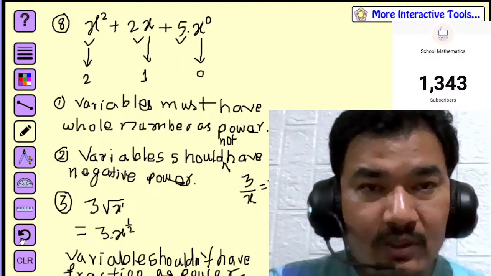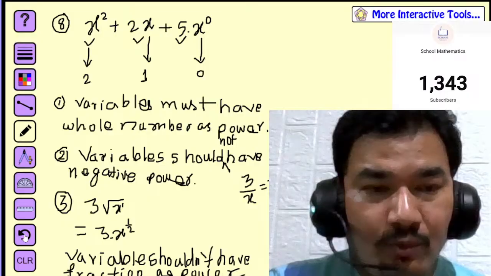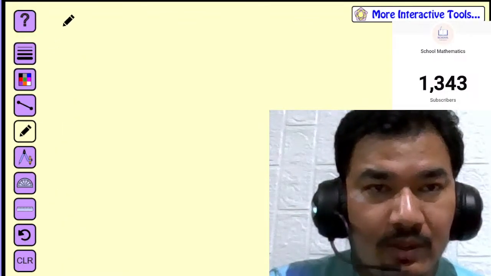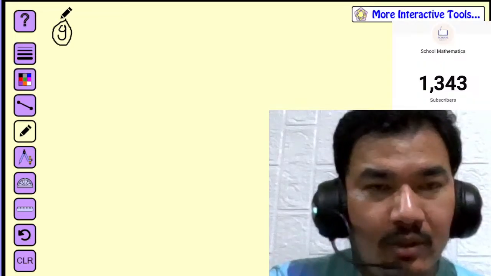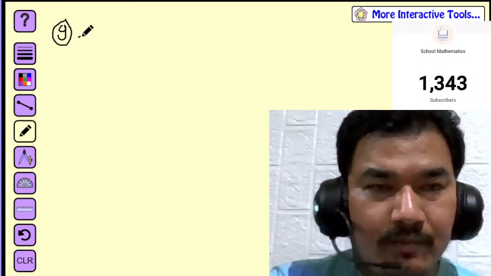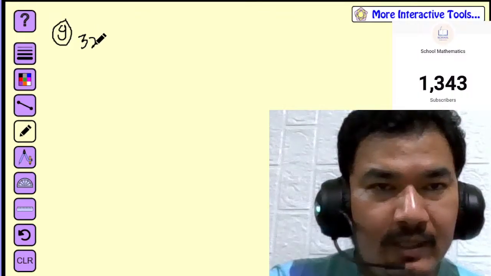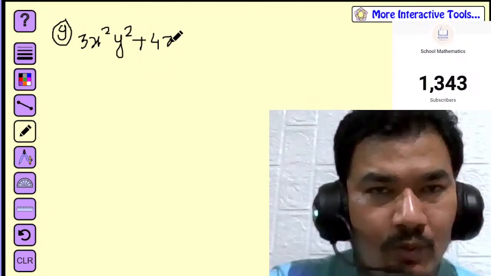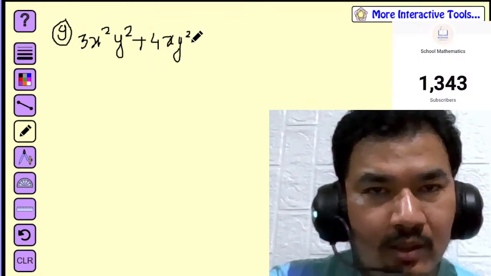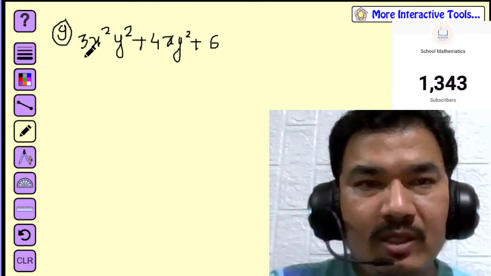Now a question like this will also be asked. In the polynomial, I'm clearing this one. Here, 9 number. Suppose the polynomial is given there: 3x square y square plus 4xy square plus 6, and here are given three terms.